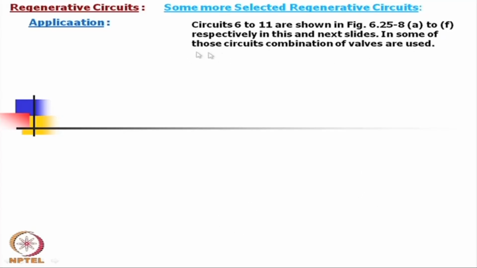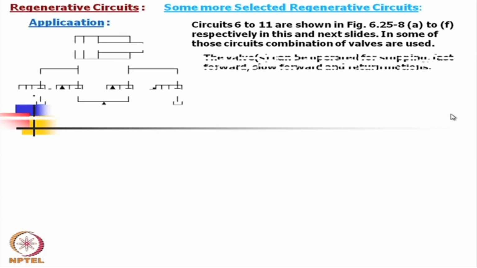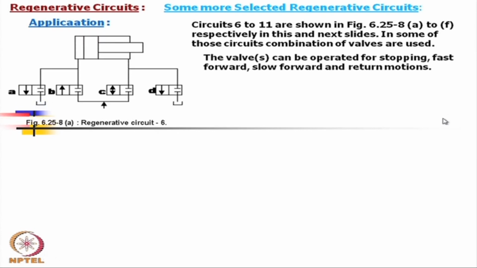Now, in some of those circuits, a combination of valves is used. This is not a single valve; you will find a few valves being used to achieve a particular function. We shall explain. Now, let us consider circuit 6. The valves can be operated for stopping, fast forward, slow forward and return motions. What we find, we have these. What type of valves are these?